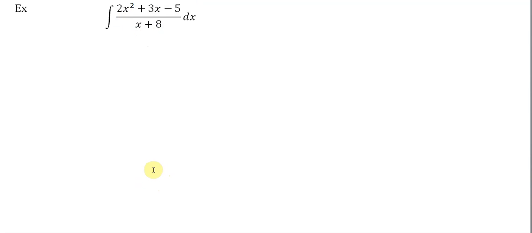We can't try trig substitution, or we can't really do even integration by parts. At least if we do, it'll still get pretty darn messy. So let's go back to an old technique known as polynomial division. We're just going to take 2x squared plus 3x minus 5 divided by x plus 8 and rewrite this after using polynomial division.